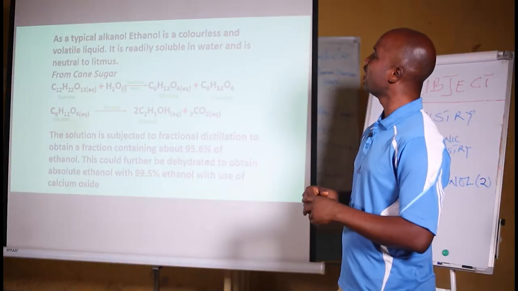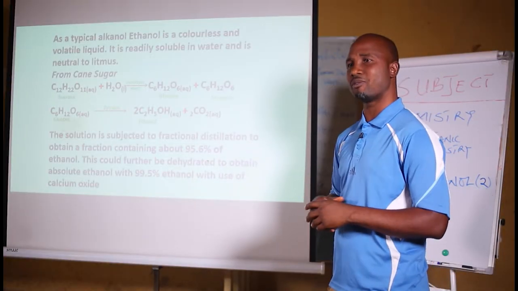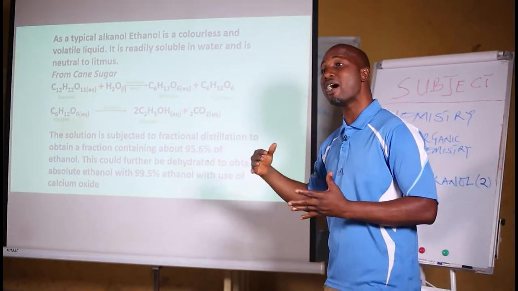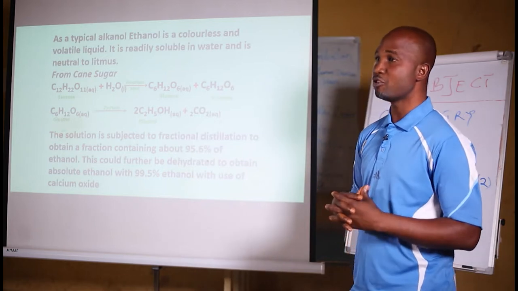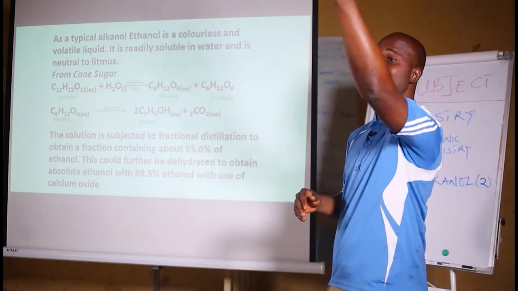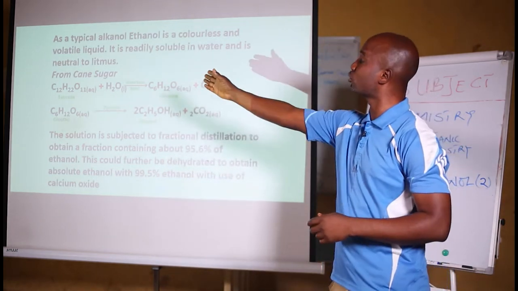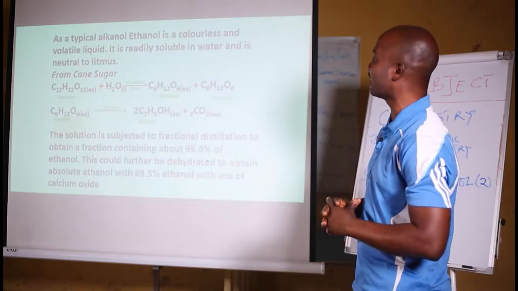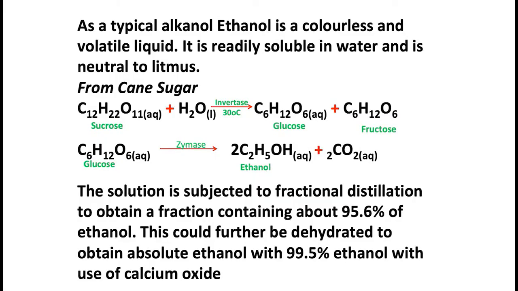But like I said, you can get it also from sugarcane. If you are getting it from sugarcane, remember that sugarcane is sucrose. You don't have to follow through the process of converting starch. It is already sucrose, which is a disaccharide or oligosaccharide. So when the sucrose reacts with water, an enzyme, invertase, at 30 degrees converts it directly into glucose and fructose. And it is this glucose that is acted upon by zymase, which is an enzyme, and it converts it to ethanol and carbon dioxide.